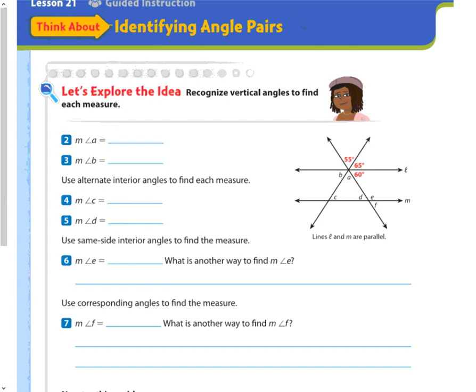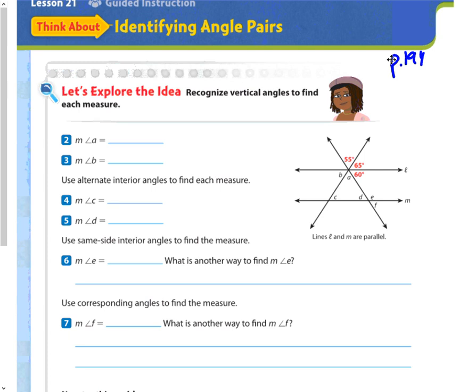So in your notes, on page 194, we're on page 194 in your notes book. We're going to take some notes here. We're going to figure out some different missing angle measures. Let's first look at number 2. It says, let's recognize vertical angles to find each measure. So first we're going to look at vertical angles.